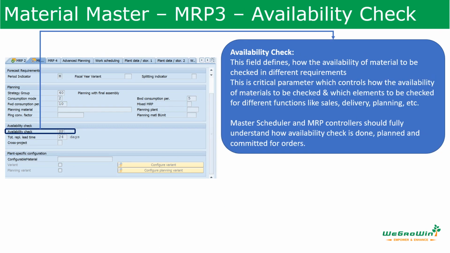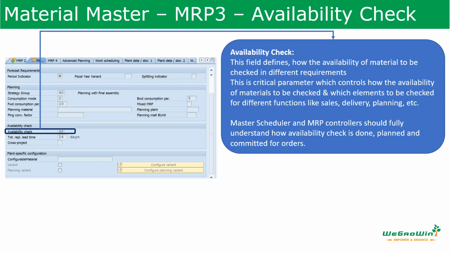So availability check parameter has three important parameters. One is the availability check. This field defines how availability of material is to be checked in different requirements. This is a critical parameter which controls how the availability of materials will be checked and which elements are to be checked for different functions, because we need to check the availability in different situations like sales order, delivery creation, planning, production order creation, production order release, like that.